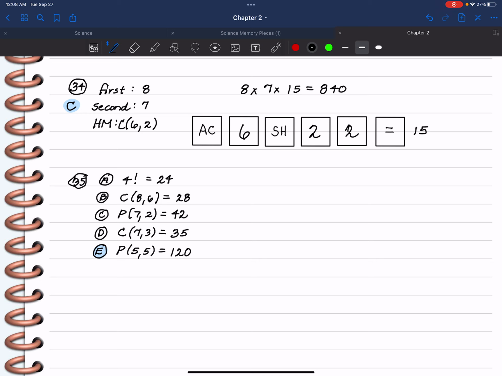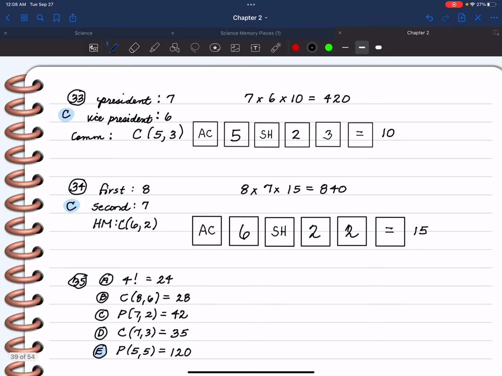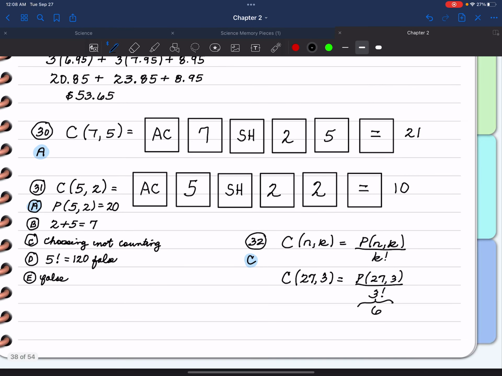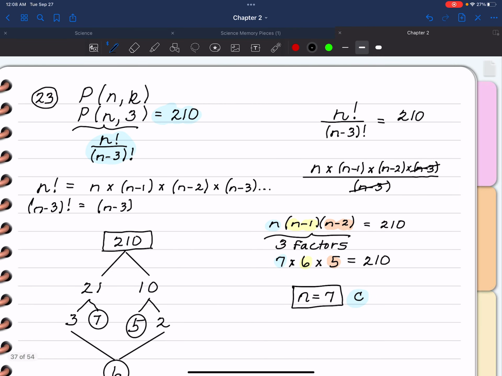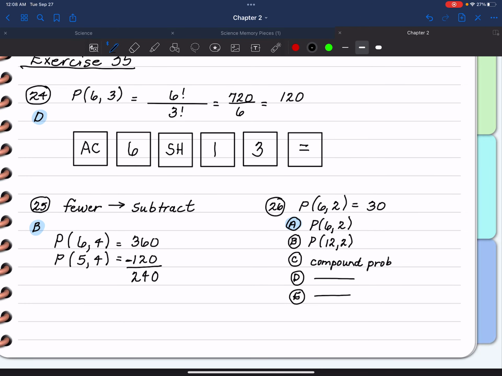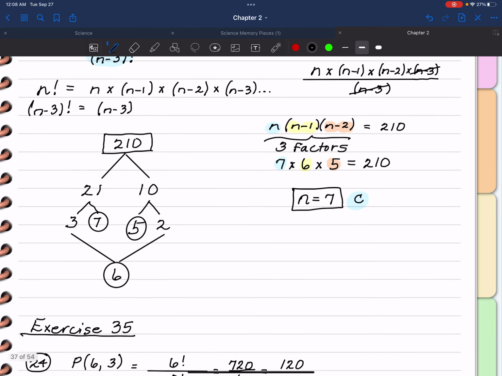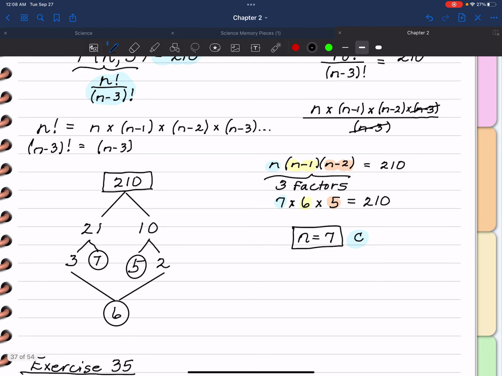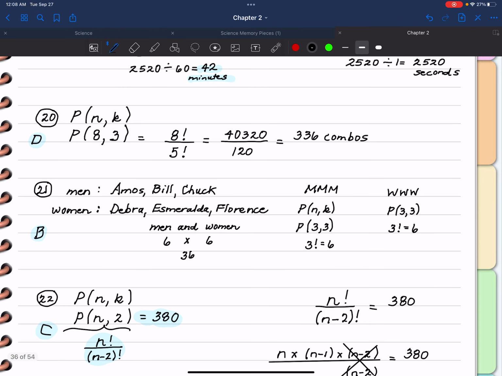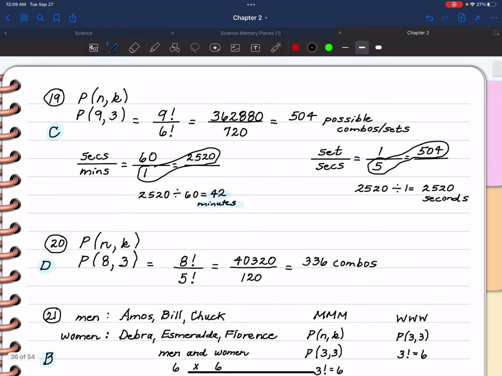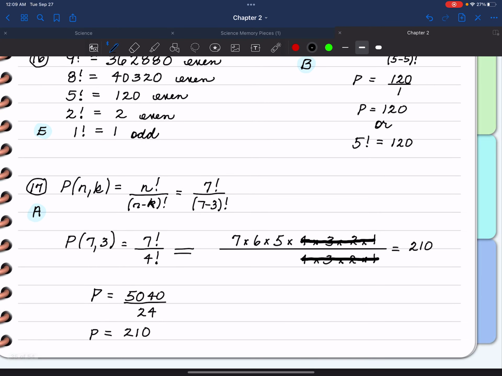And let me go ahead and check my answers. I'm going to start with E since I'm right, or 35, that is E. 34 is C. 33 is C. 32 is C. 31 is A. 30 is A. 29 B. 28 C. 27 B. 26 A. 25 B. 24 D. I can't remember if I checked these. 23 C. 22 C. Those were the beasts. We did check those. 21 B, 20 D, 19 C, 18 B.